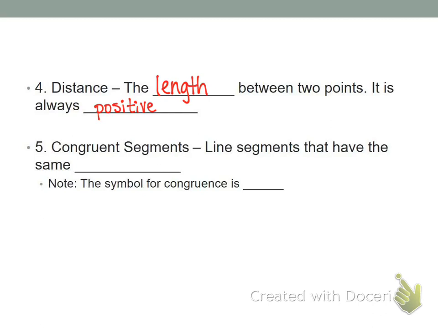All right, congruent segments are line segments that have the same length. Congruent is a word that we will use a lot. So we have a symbol for congruence. I know we're all brand new to geometry, but has anybody seen the congruence symbol before? Know what it looks like?